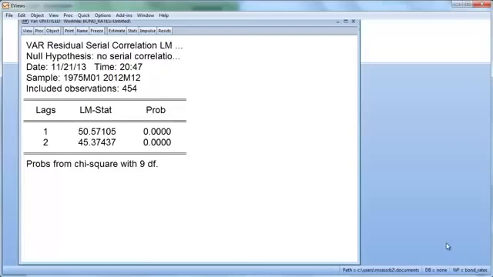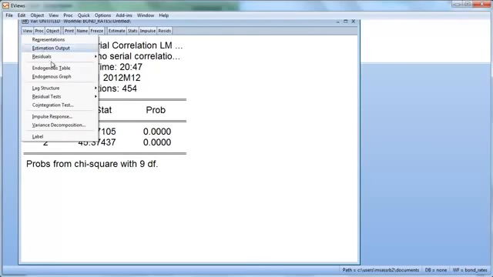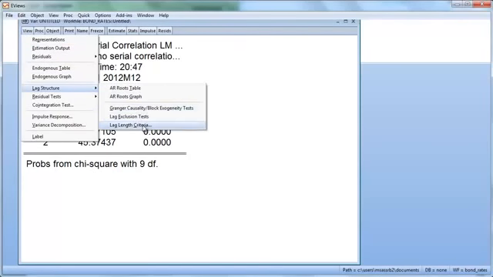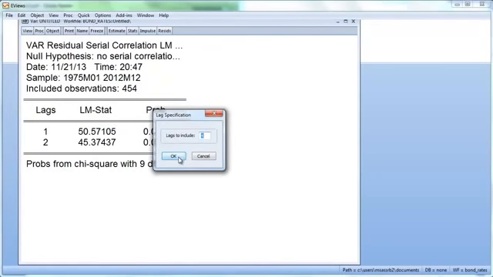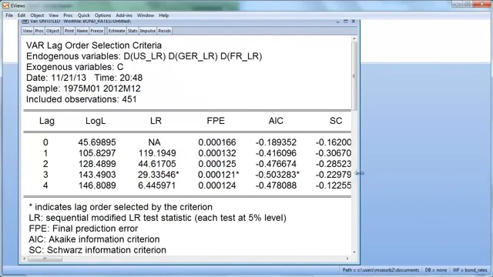So now that we've established that a VAR1 is most likely not sufficient to model the dynamics, what we shall do now is to see whether we can find out what lag order we should use. So we go to View, Lag Structure, and we go to Lag Length Criteria. And let's select 4. We'll let eViews choose between VAR models up to order 4.